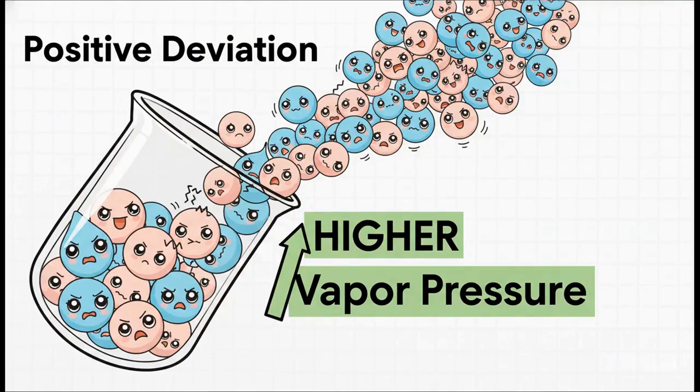The first type of rebel is one that shows positive deviation. This happens when the new guests and the old guests, well, they just don't really like each other. The attraction between them is weaker than the attraction they have for their own kind. So what happens? The molecules are basically thinking, I got to get out of here, and they escape more easily. This causes the vapor pressure to be higher than what Raoult's law would predict.